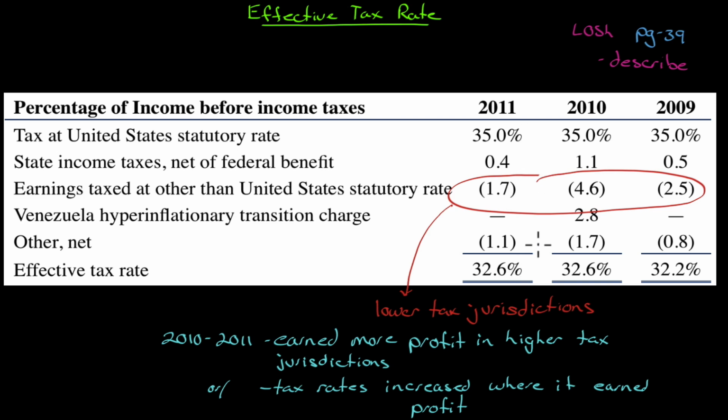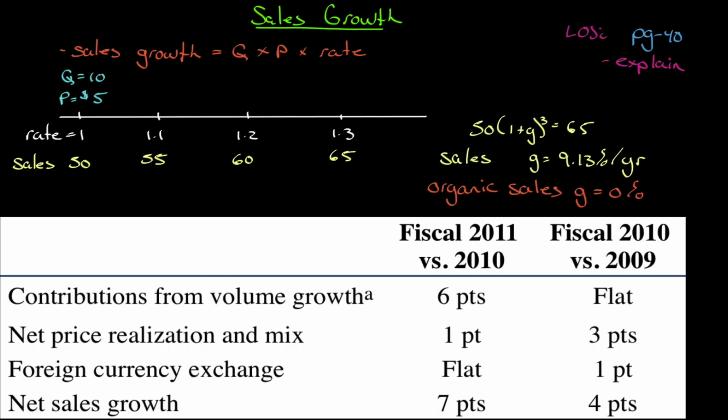So again, you can ask the question, did the company earn more profit in higher tax jurisdictions, or were tax rates increased where it did earn profit? All right, so let's look at how changes in the components of sales affect sales growth.